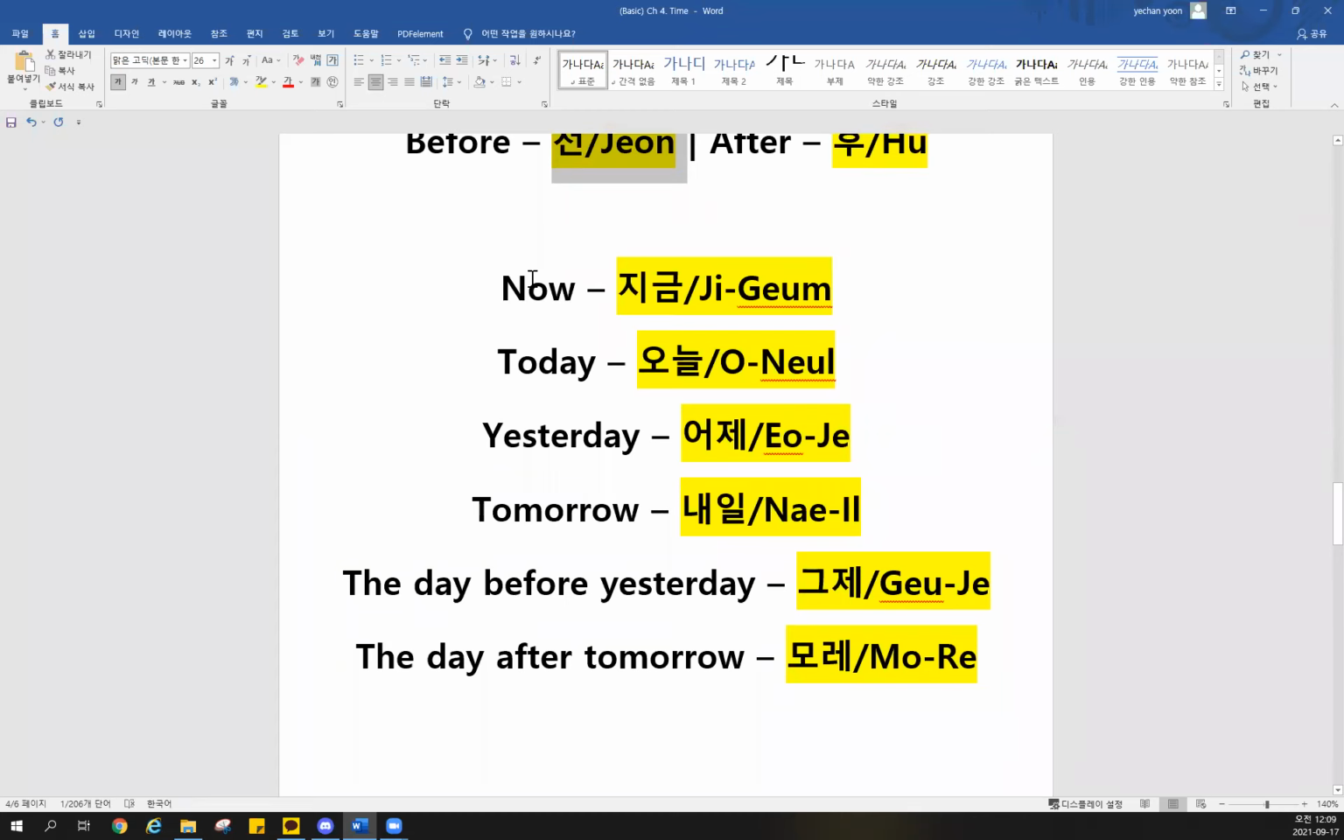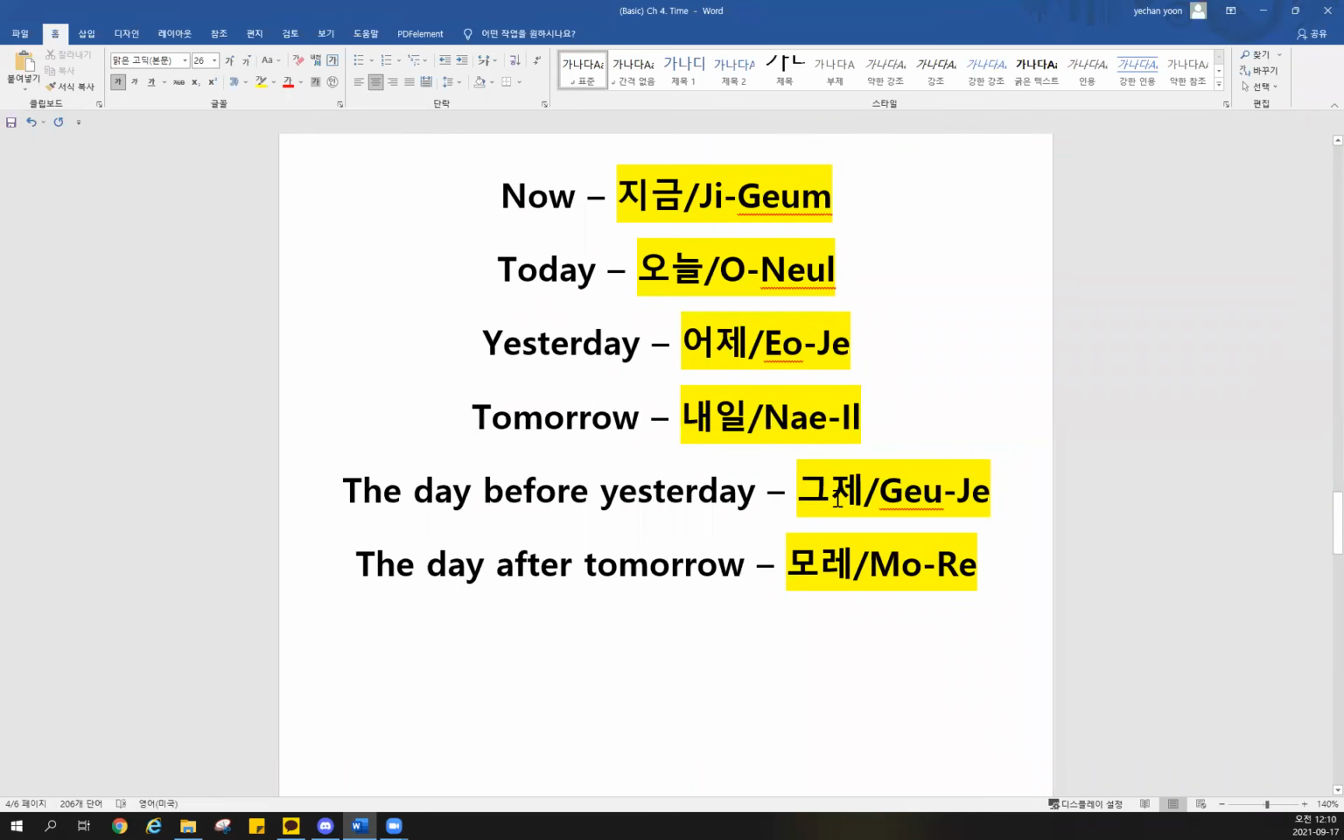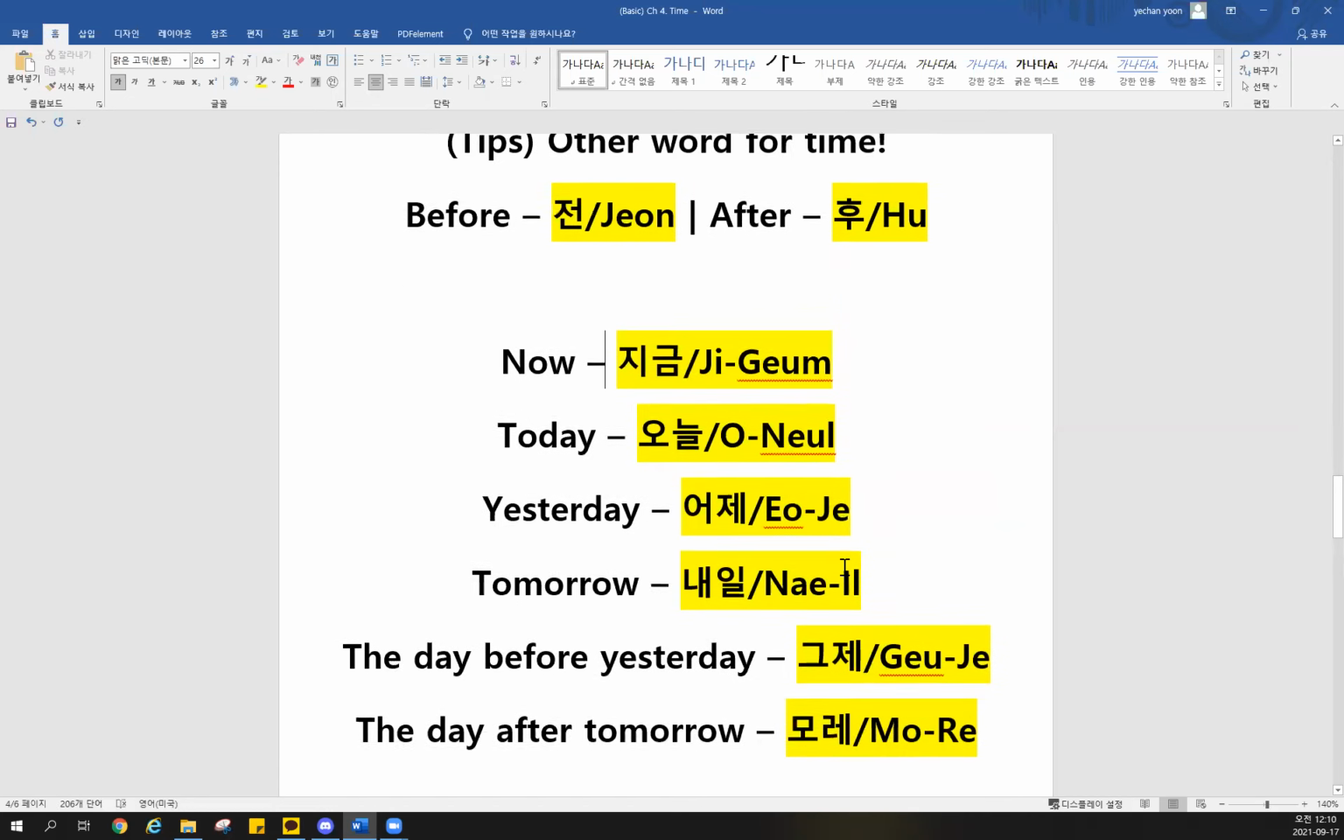Okay, then other words. For now you can say 지금. Today, 오늘. Yesterday, 어제. Tomorrow, 내일. The day before yesterday, 그제. The day after tomorrow, 모레. Okay, so you can just memorize. For this one, you have to memorize.